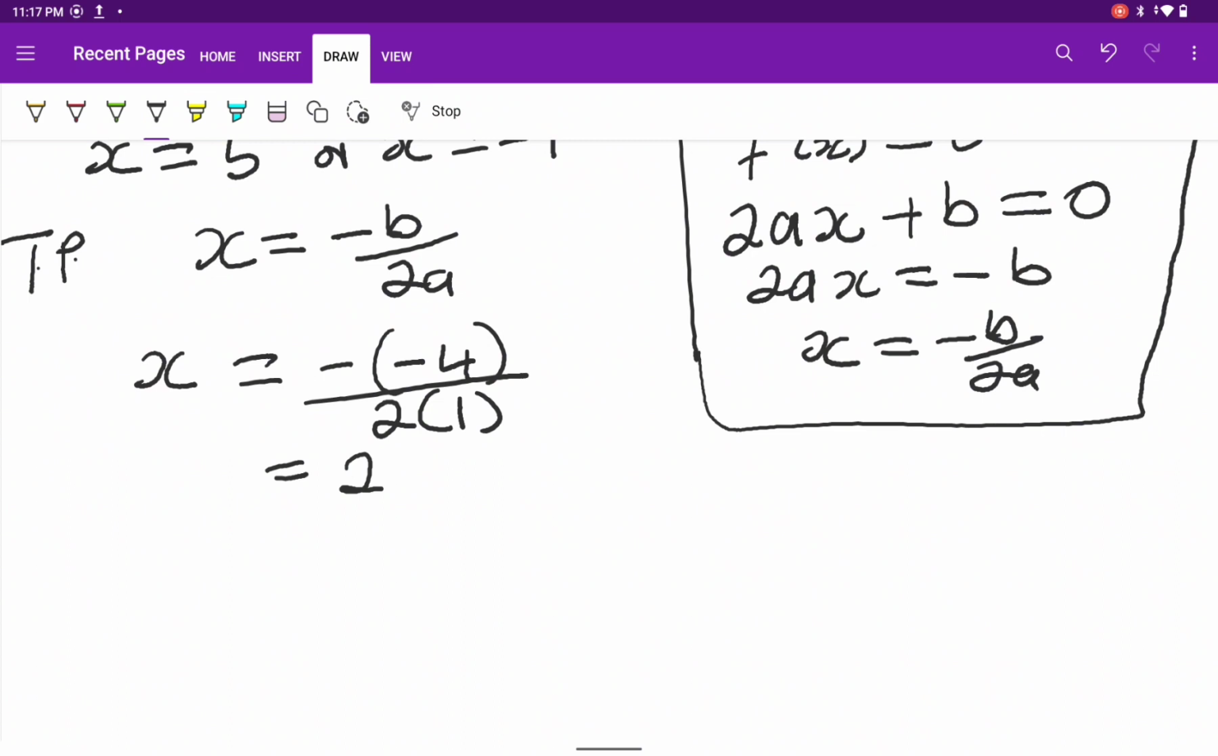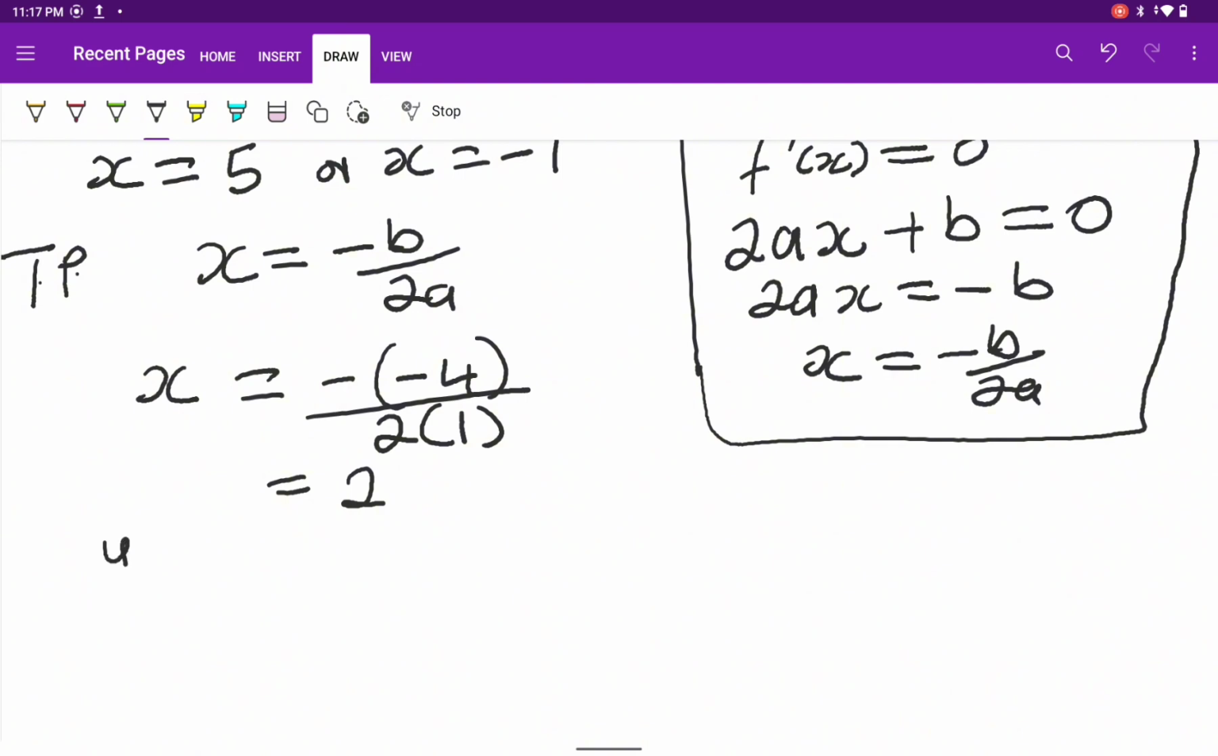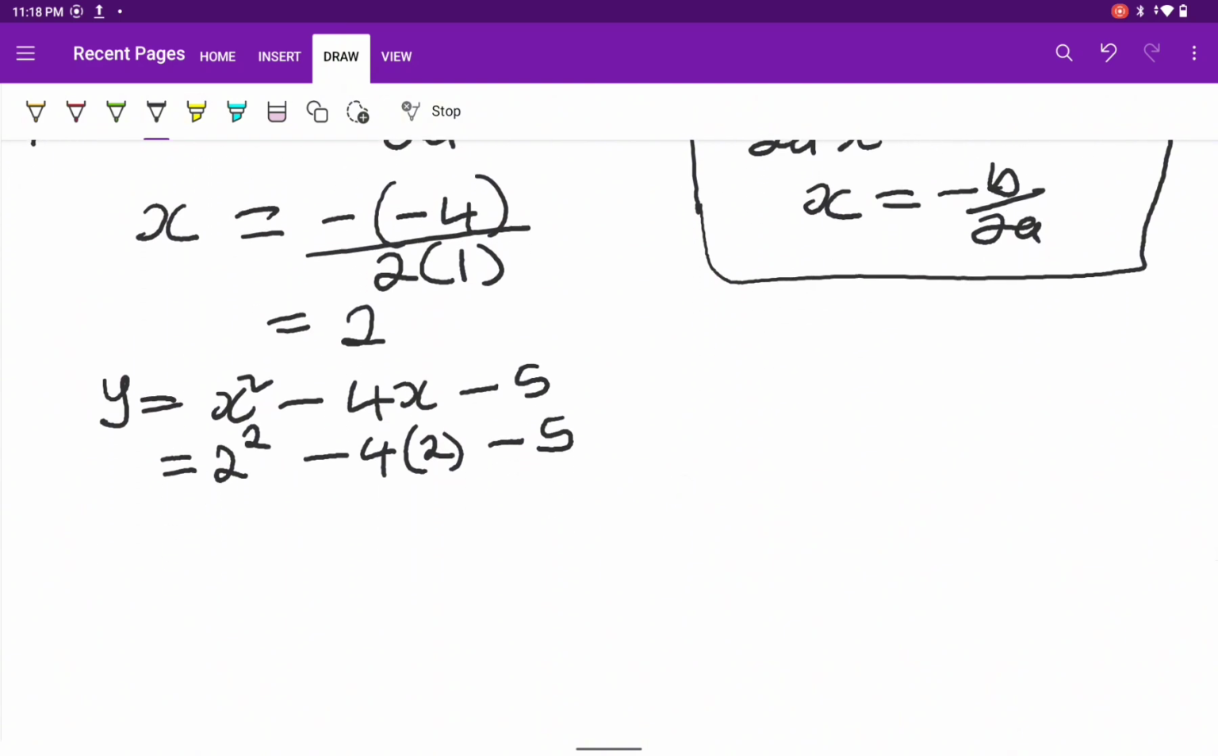To get the y coordinate, we can simply substitute into the original equation, which is x squared minus 4x minus 5. We substitute the 2 there, so it's 4 minus 4 times 2 minus 5. We can just punch our calculators there and we will get negative 9. So it means that our graph will turn, so the turning point will be at (2, negative 9).